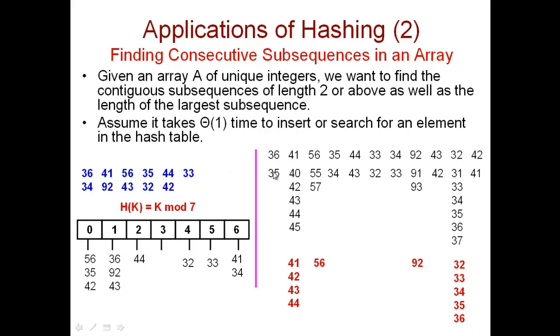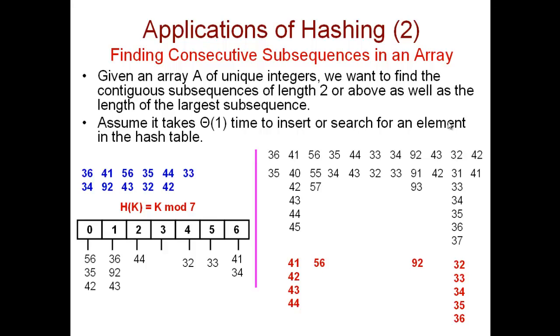35 is the element one less than 36. So how do we check if 35 is there in the array? Find the hash value of 35. 35 mod 7 is 0, so index into cell 0 of the hash table. We have this linked list, and check if 35 is in this linked list. If 35 is in this linked list, then 35 is in the array. That's why we build the hash table, to check if any element is really there in the array. So 35 is there in the array.